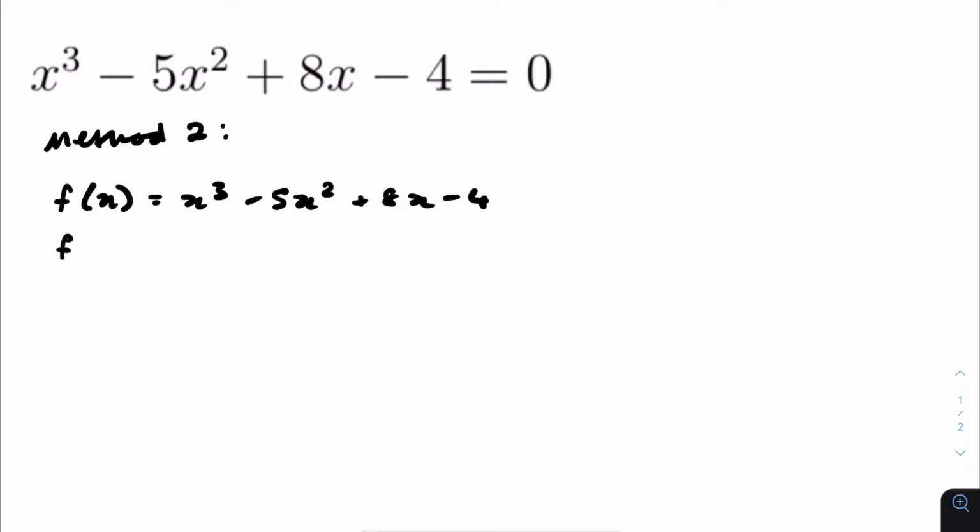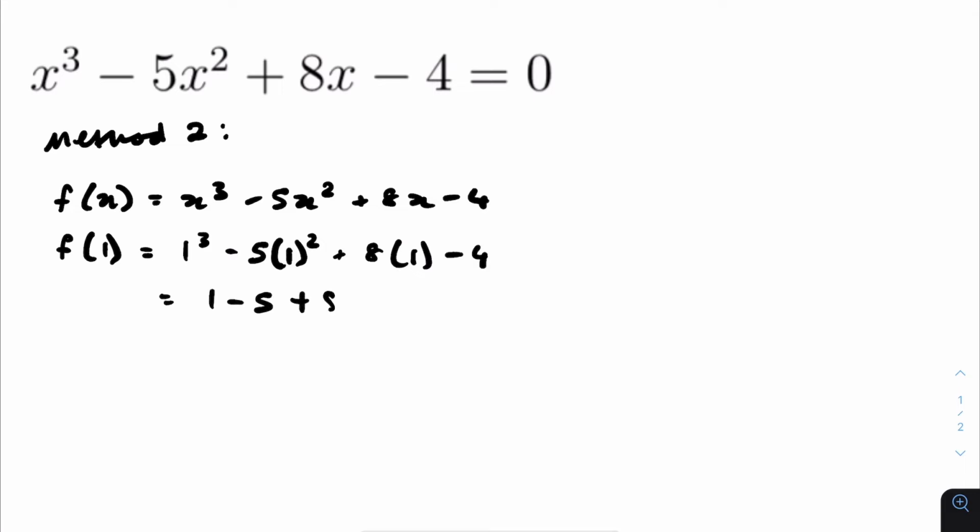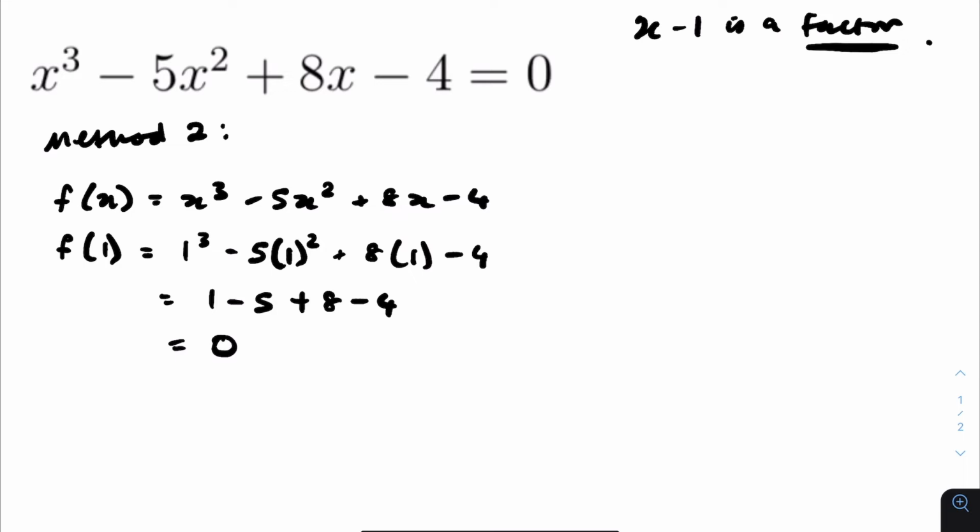Let's start with the first value that I said we should use, f of 1, which is equal to 1 cubed minus 5 times 1 squared plus 8 times 1 minus 4, which is equal to 1 minus 5 plus 8 minus 4. 1 minus 5 is negative 4, plus 8 is 4, minus 4 is 0. So this is equal to 0, which means that x minus 1 is a factor. Now what we have to do is find the other two factors.